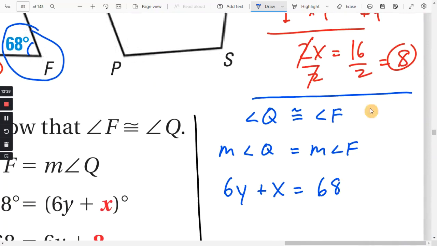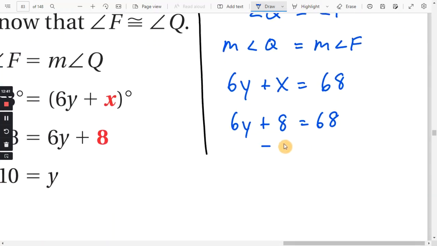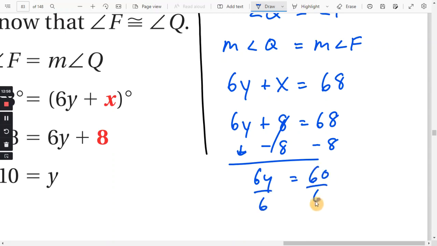Now we said a minute ago that x equals 8. So that's going to be 6y, and in place of x, that's going to be an 8. And that equals 68. Solving for y, I subtract 8 on both sides. The 8's cancel. Bring down your 6y. 68 minus 8 is 60. And if you divide both sides by 6, the 6's cancel, and 60 over 6 is just 10. That equals y.